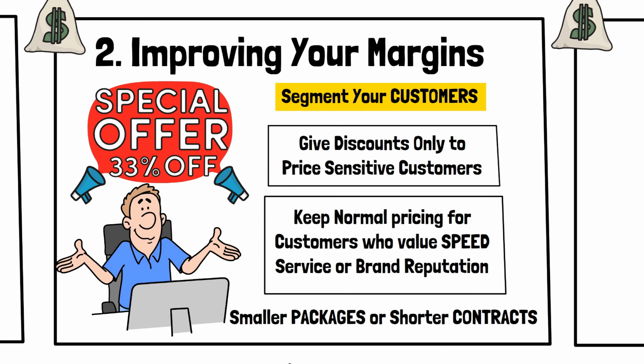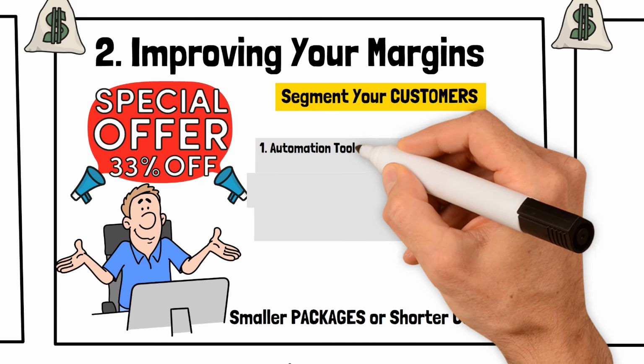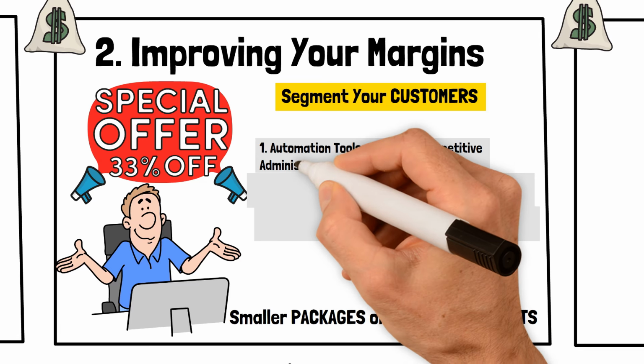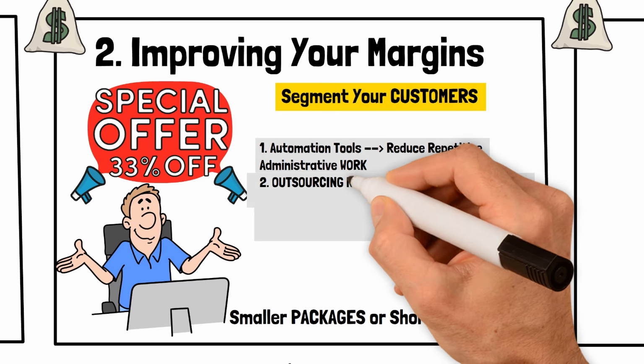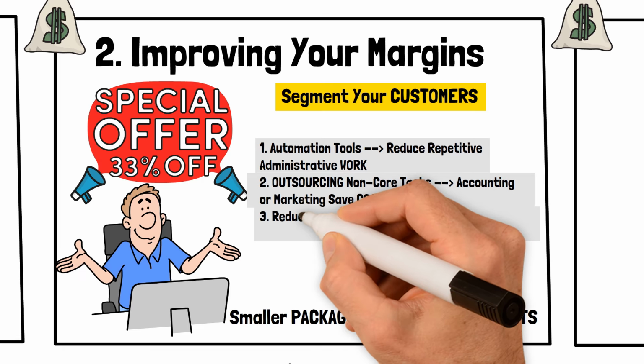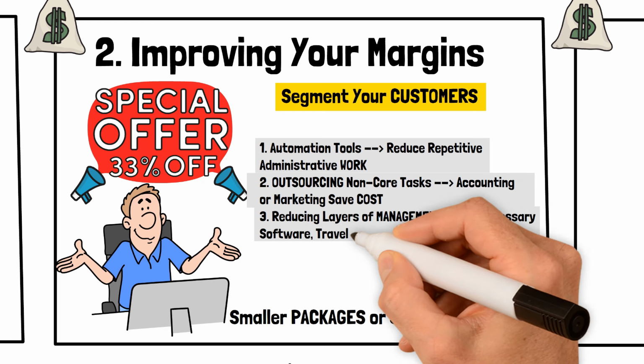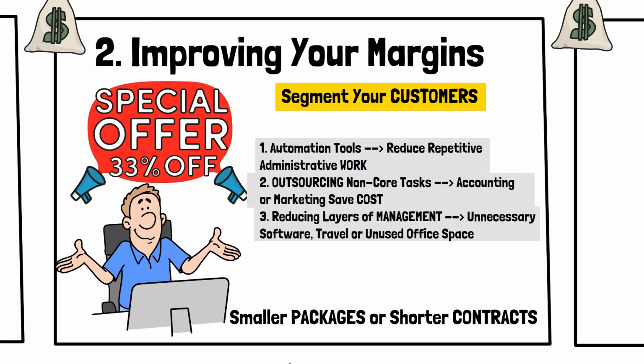On the cost side, look for process inefficiencies instead of cutting critical talent. For example, automation tools can reduce repetitive administrative work. Outsourcing non-core tasks like accounting or marketing can save cost compared to hiring full-time staff. Reducing layers of management, unnecessary software, travel, or unused office space also frees up cash.